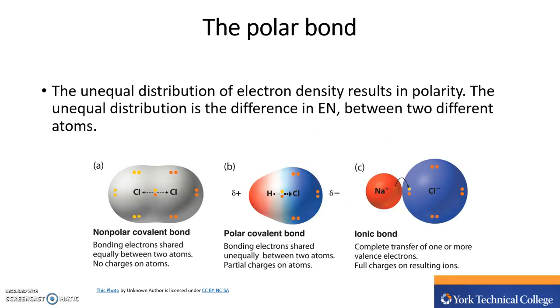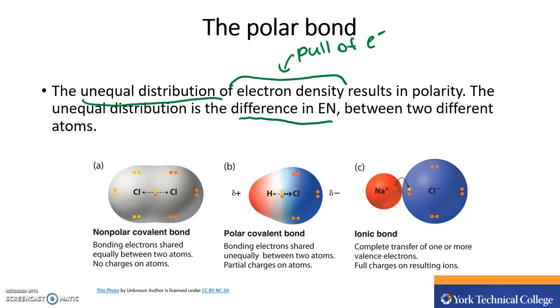So what is a polar bond? A polar bond is an unequal distribution of the electron density, or the pool of electrons, which results in polarity. So it increases with the difference in the electronegativity between two different atoms.